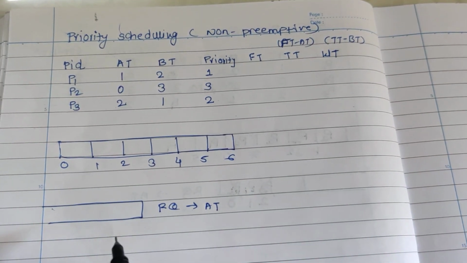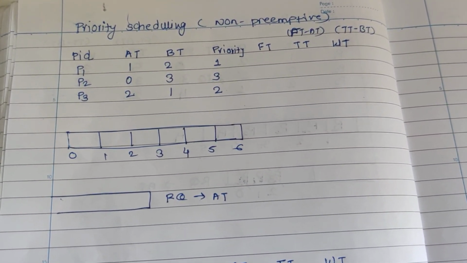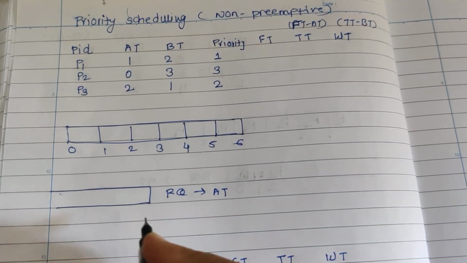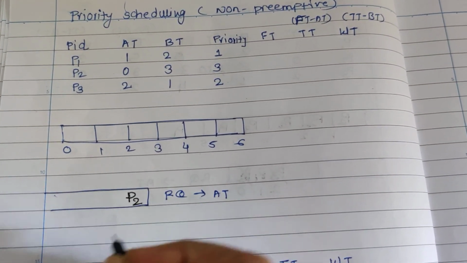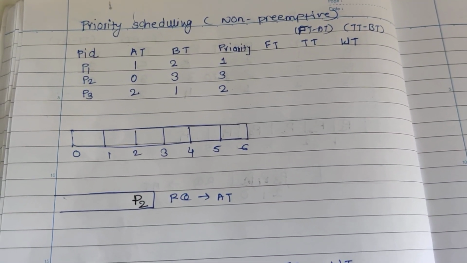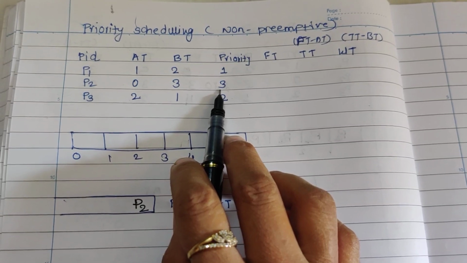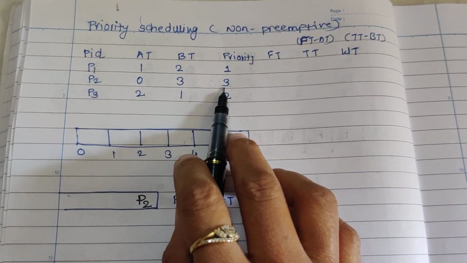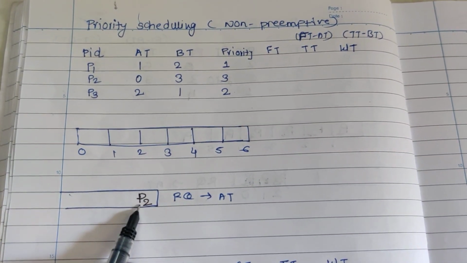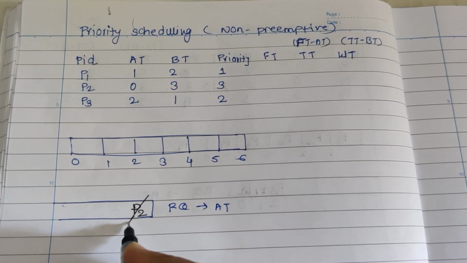By default we have to maintain the queue. The process with the lowest arrival time first comes into the ready queue. So by default we have process P2 in the ready queue. It is the only single process, whatever its priority may be. If we observe, this is the process with the lowest priority, but it is the only single process in the ready queue, so we have to start the execution with process P2.